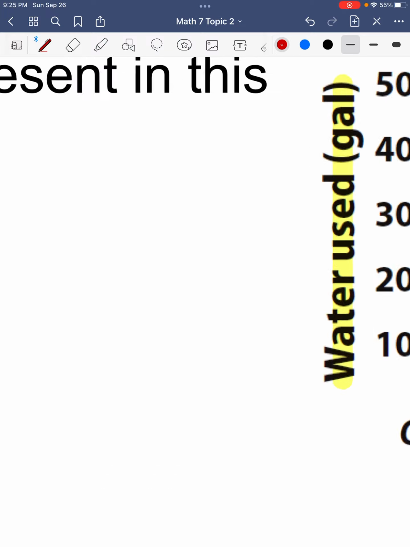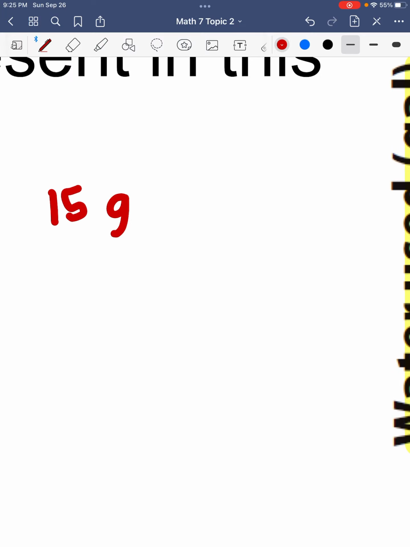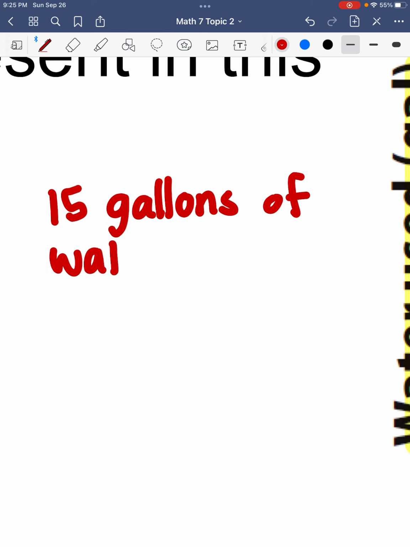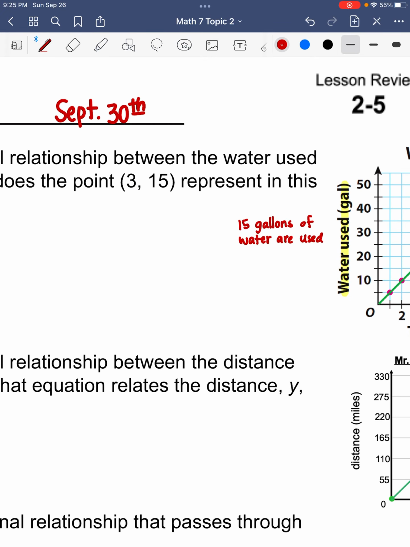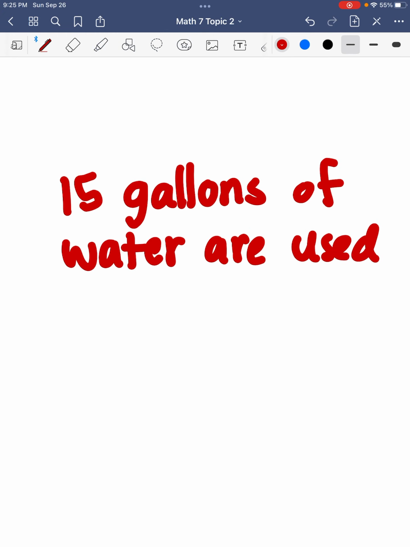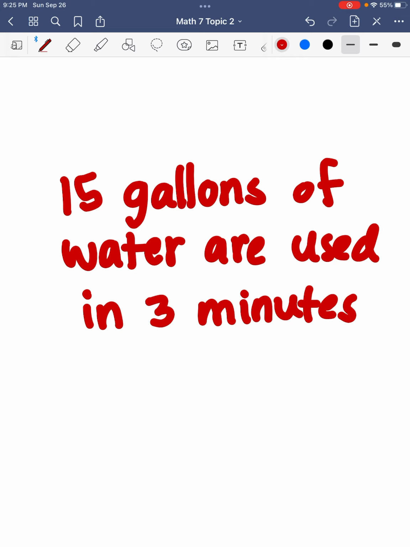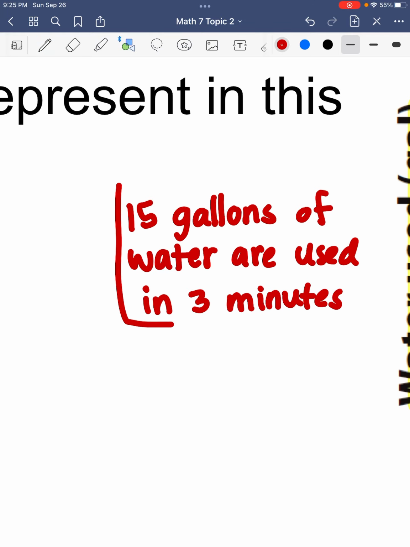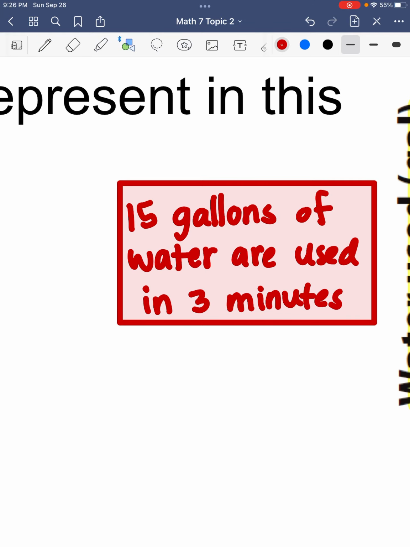So that's exactly how I'm going to start. 15 gallons of water are used. Now I'm going to look at my x. My x represents time in minutes. And since 3 is my x value, that means 3 minutes. So 15 gallons of water are used in 3 minutes. And that's what the point (3, 15) represents.